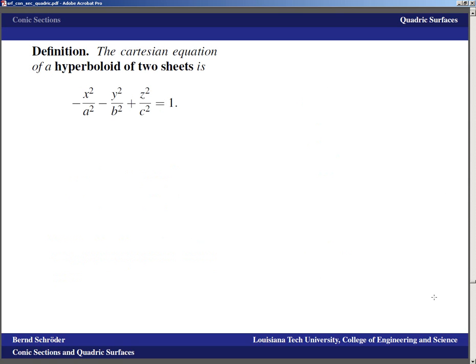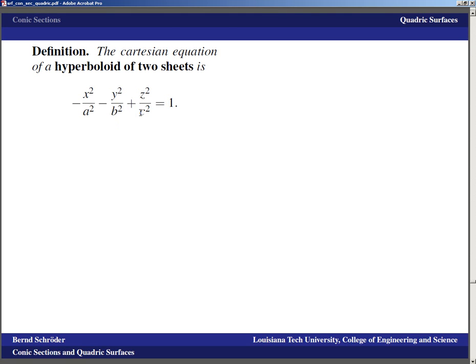Then we have hyperboloids of two sheets, and I think the one with two sheets has two negative signs. And again, we've got the same story. If I take a vertical cross section and hold the x constant, I get z squared over c squared minus y squared over b squared equals number. So that is a hyperbola. When I hold the y constant, I get z squared over c squared minus x squared over a squared equals number. So that's a hyperbola.